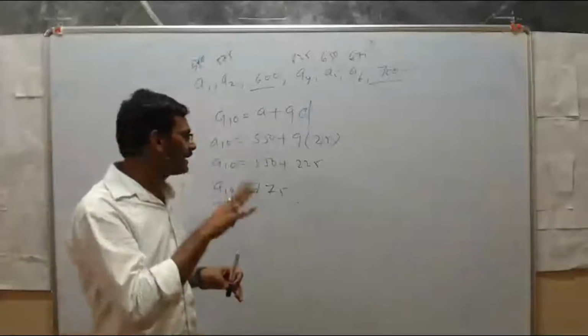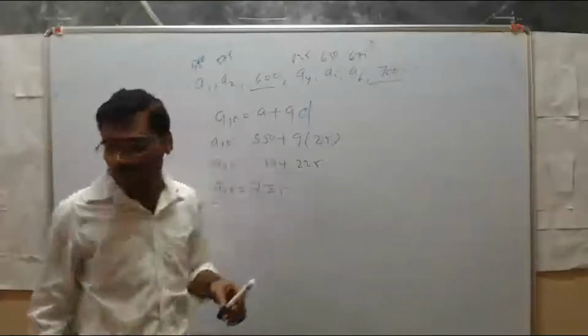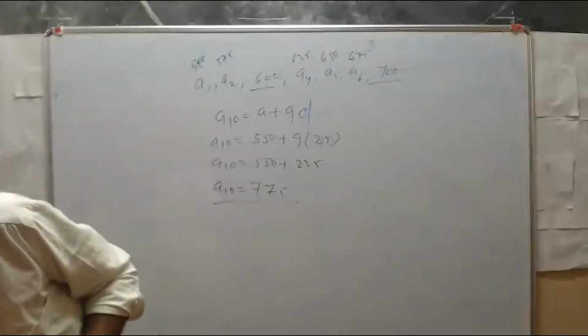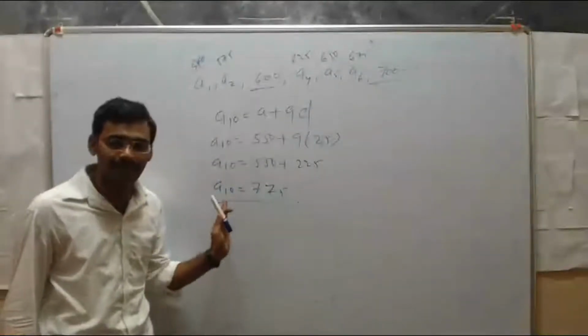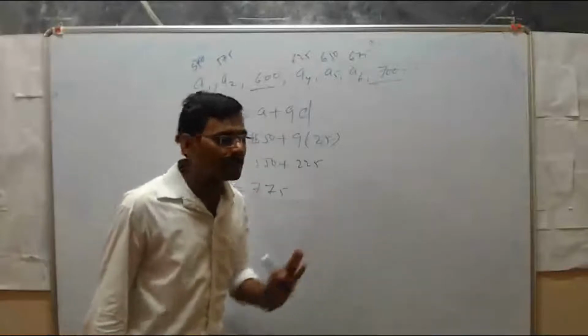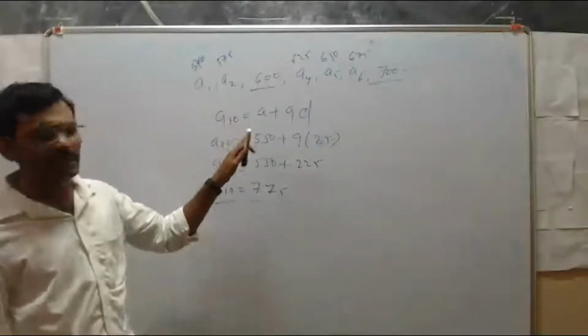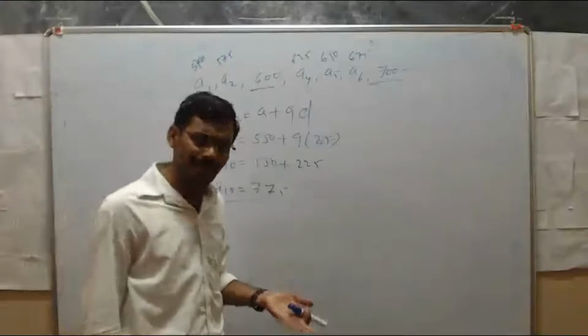775 TVs. In the 10th year, they produced 775 TVs. So in the 10th year, they produced how many TVs? 775 TVs. 10th year means A10, and A10 means A plus 9D.